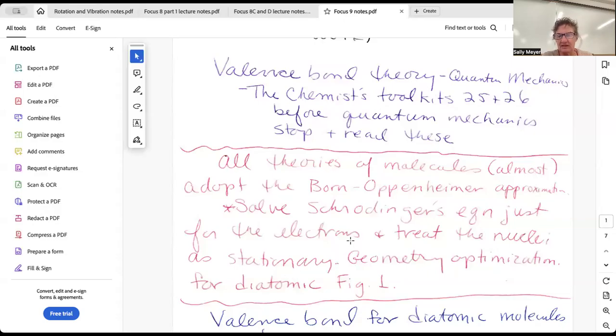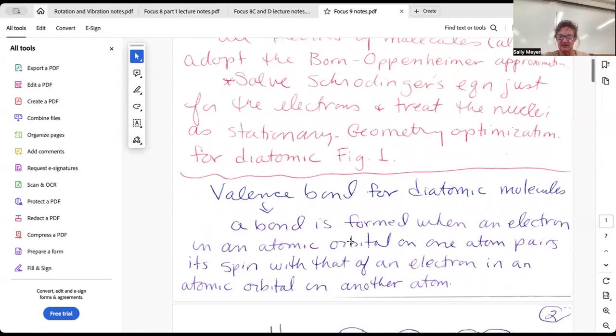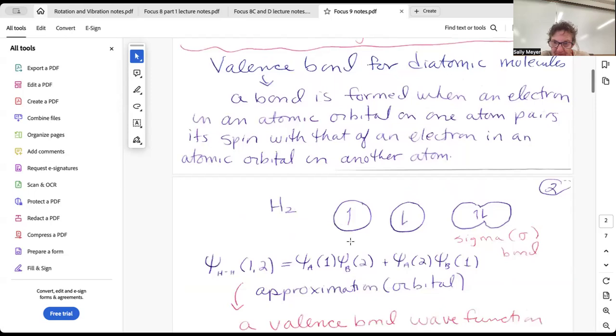Now, continuing with that idea, valence bond theory for diatomic molecules. Valence bond theory says that a bond is formed when an electron in an atomic orbital on one atom pairs its spin with that of an electron in an atomic orbital on another atom. So you remember that idea: you're looking for orbitals on two atoms, each with only one electron. Then as you push them together, you get overlap and a high probability of finding the electrons between the nuclei, which essentially serves as glue to hold them together.